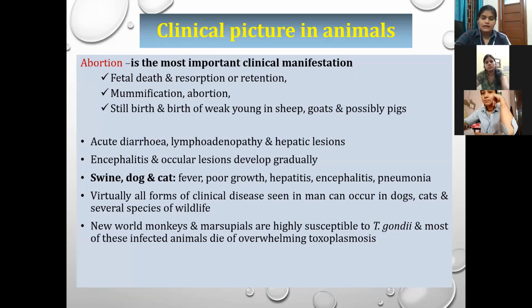Already discussed. In the case of animals, abortion is the main sign. Abortion of the fetus is the main clinical sign which you can observe. And all types of clinical manifestations like fetal death, resorption, retention of the placenta, mummification, stillbirth, all types of gynecological issues are observed in the female animal. So these are the peculiar signs you can observe.